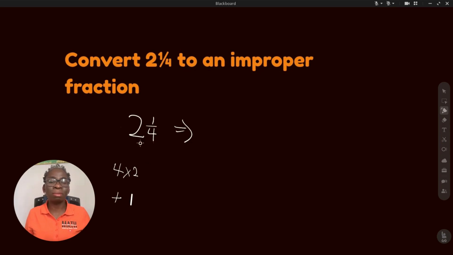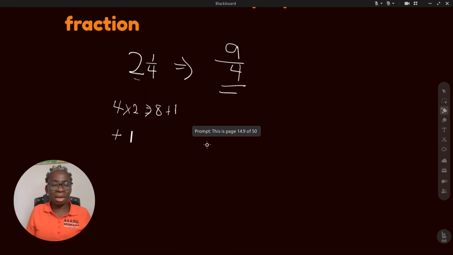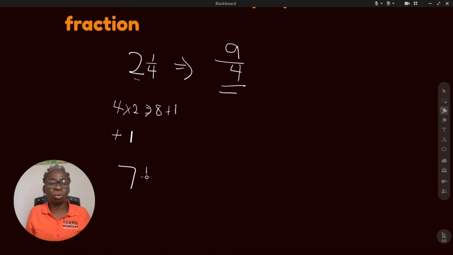So 4 times 2 will give 8. And then we add the numerator, that is 1. 8 plus 1 will give 9. So that means we will have 9/4. Let's try 7 whole number 1/2.